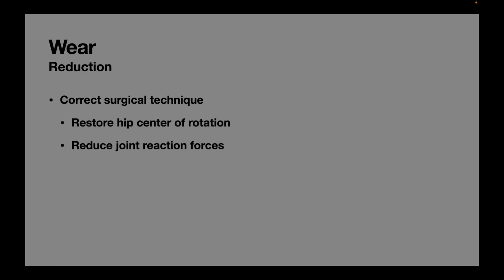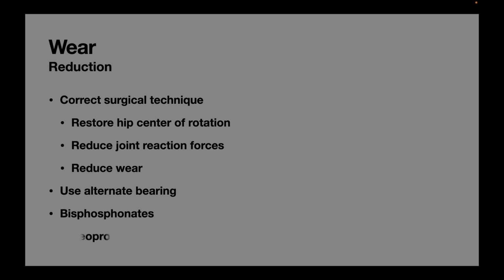So, with this background, let's look at the ways to reduce the possibilities of polyethylene-induced osteolysis. A correct surgical procedure helps to restore the center of rotation of the hip. Hence, keep the joint reaction forces to the minimum and in turn reduce wear. Use of alternate bearings is another option, which I will discuss in another video. Bisphosphonates reduce osteoclastic activities, and osteoprotegerin interferes with the RANK ligand system to inhibit osteoclasts.